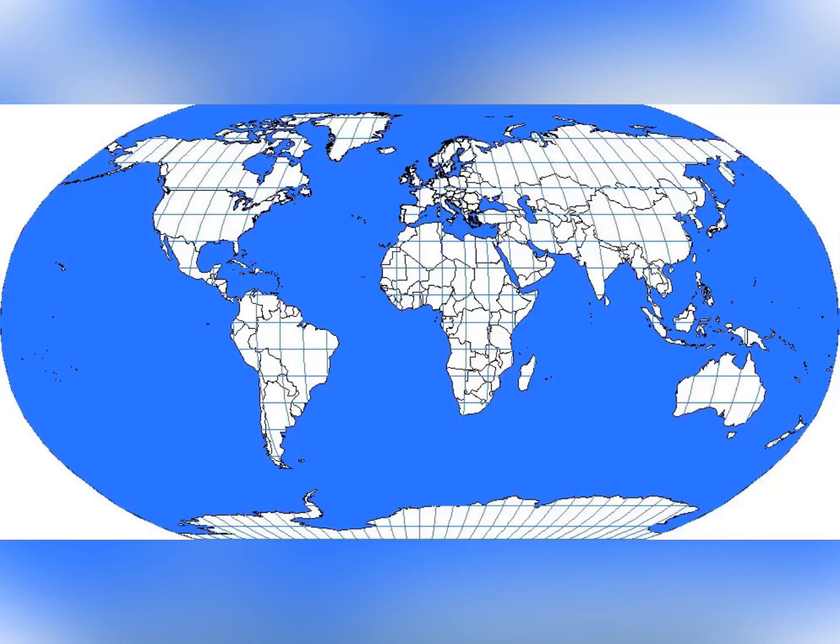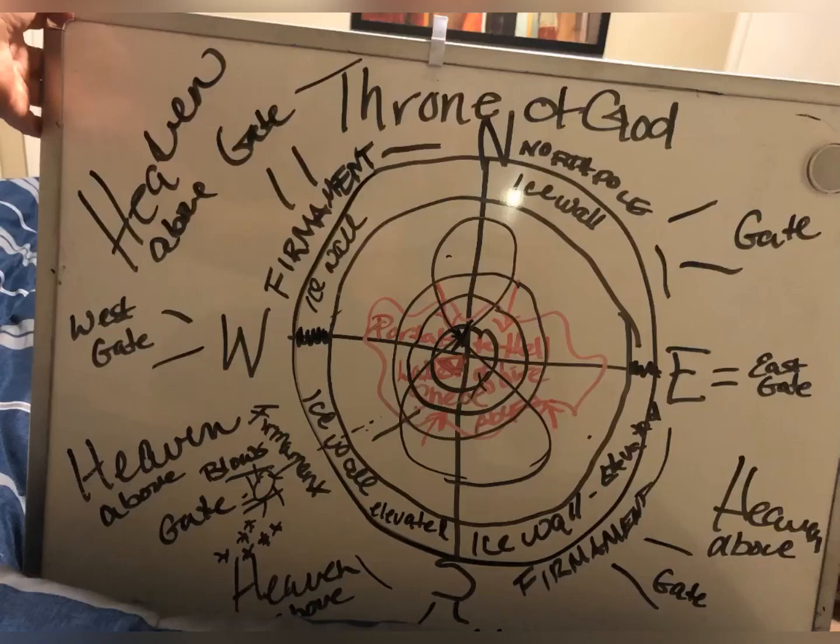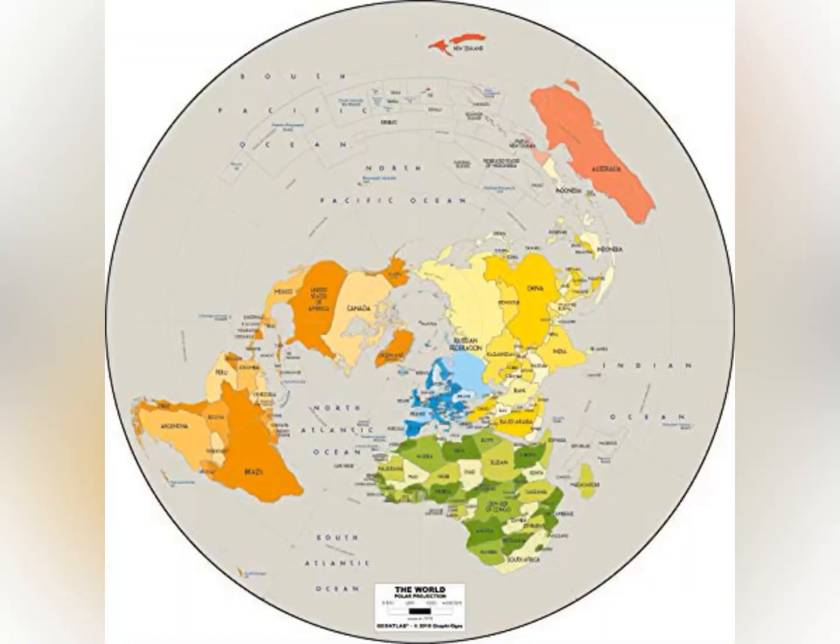So picture the North Pole at the top, South Pole at the bottom. Just something that I drew when I'm trying to work it out in my mind, but the throne of God is at the top of the flat earth, and I'm going to talk more about that later. These are just some other maps that I studied and looked at. I believe this one is similar to the United Nations map.